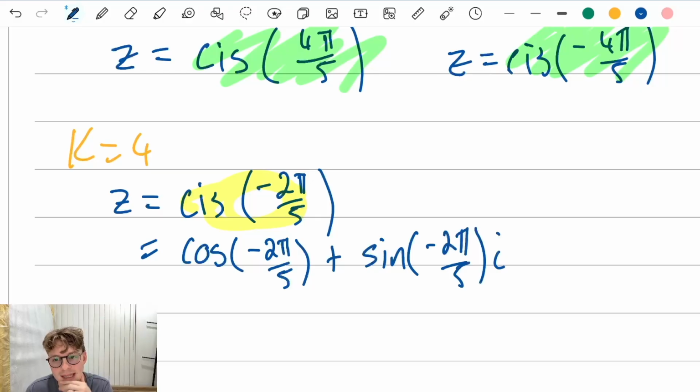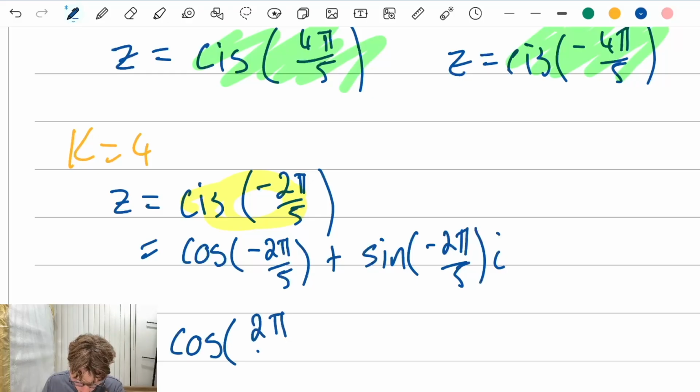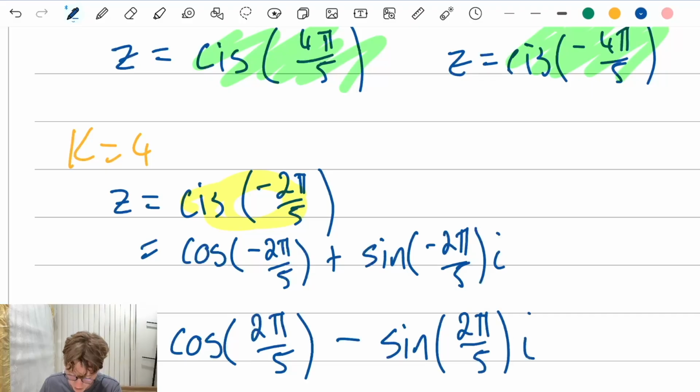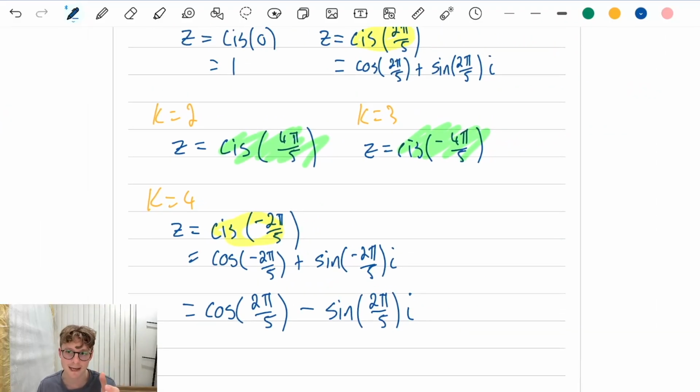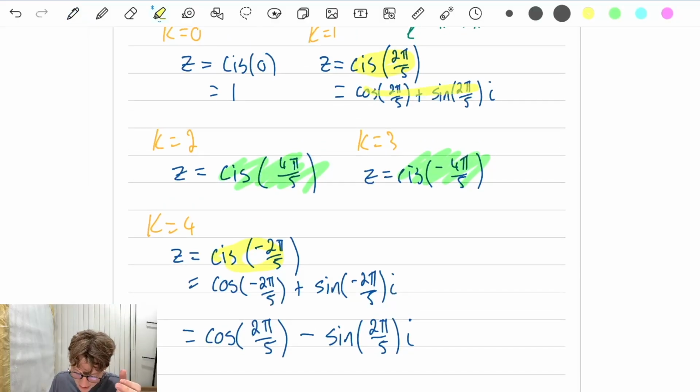Now, I do have some options. I would recommend simplifying the angles. So cosine of a negative angle, the negative essentially disappears, it becomes positive. If we don't know that rule, I spoke about it a little bit, and I got it mixed up in a previous video. But sine of a negative angle, that negative comes out the front. So if I simplify this here, I'm going to wind up with cosine of positive 2 pi on 5 minus sine of 2 pi on 5 i. So I've simplified my expressions as much as I can. These are really the 2 answers that I care about now, both in simplified form.